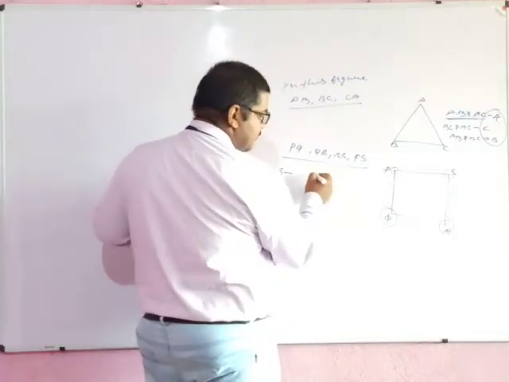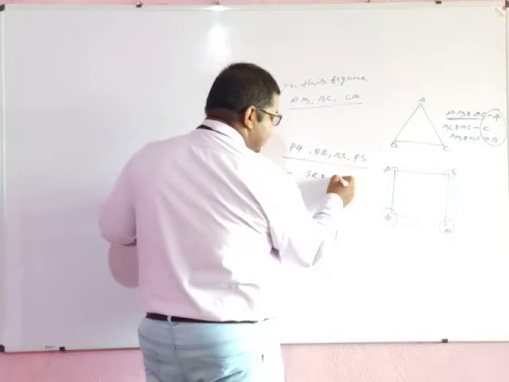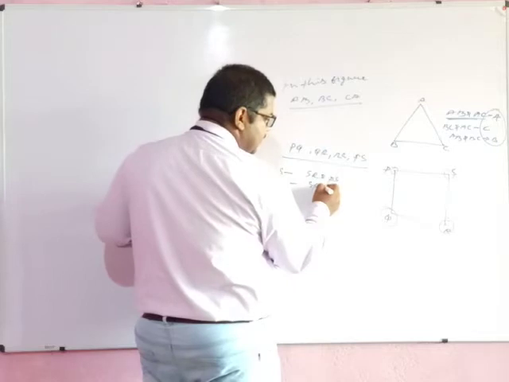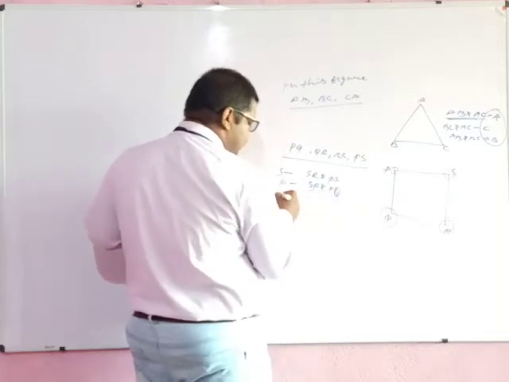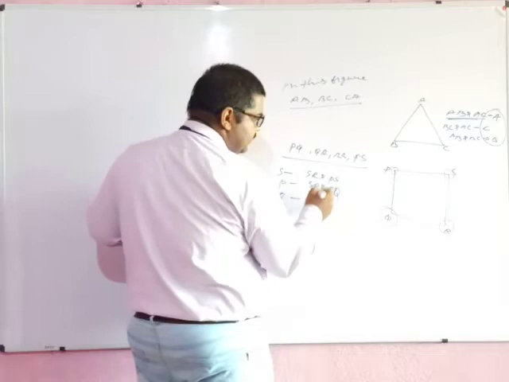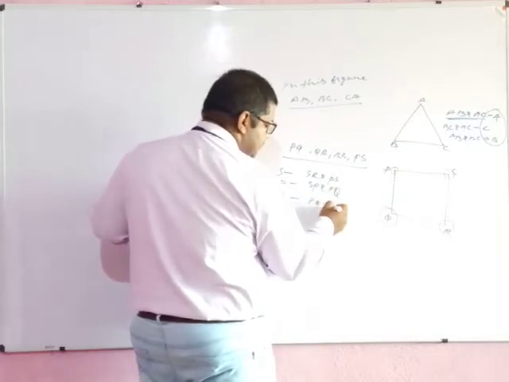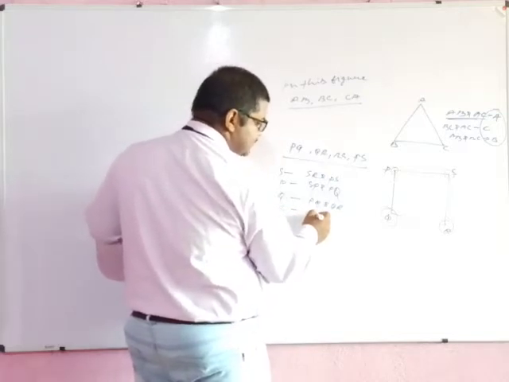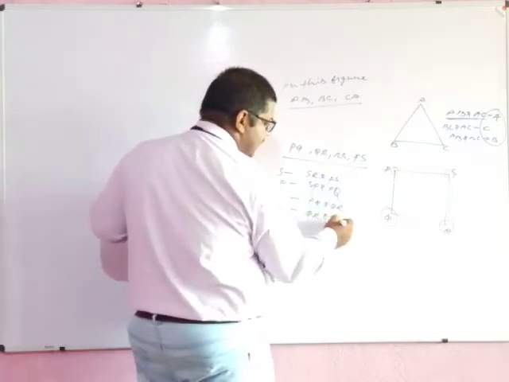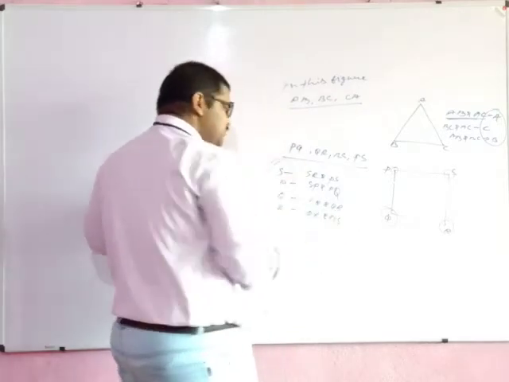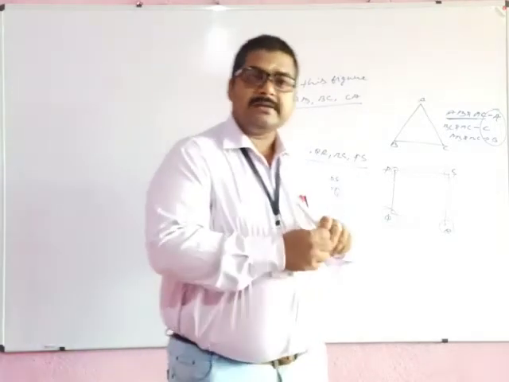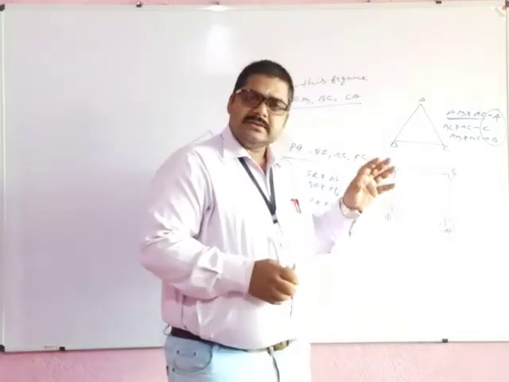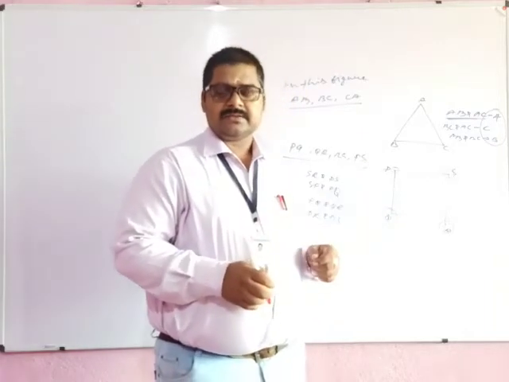S, because SR and PS meet. P, it is due to that SP and PQ meet at this point. Q, because PQ and QR meet at this point, and R, it is due to that QR and RS meet at this point. So these four are known as vertices. So you understand vertices, sides.